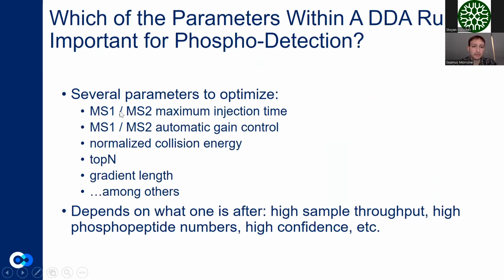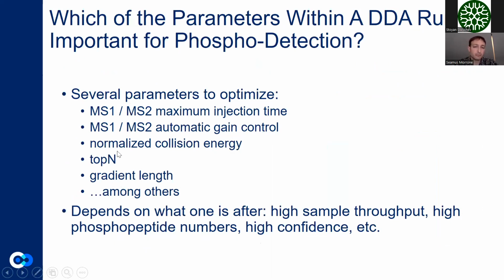At the MS1 and MS2 level, you have maximum injection time and automatic gain control. You can optimize the collision energy, the number of precursors selected for fragmentation. At the LC side, there's gradient length, and then there's plenty of others, such as isolation window, that you can work with.